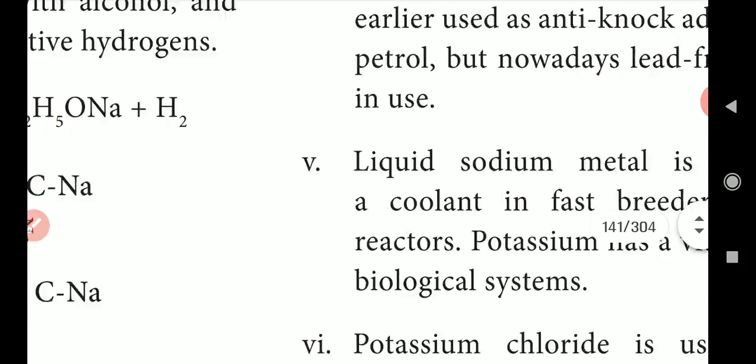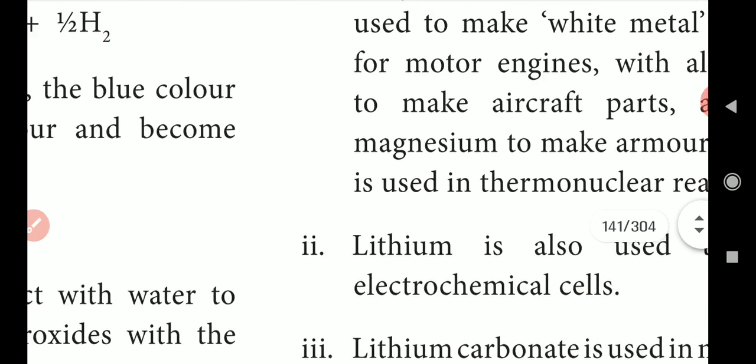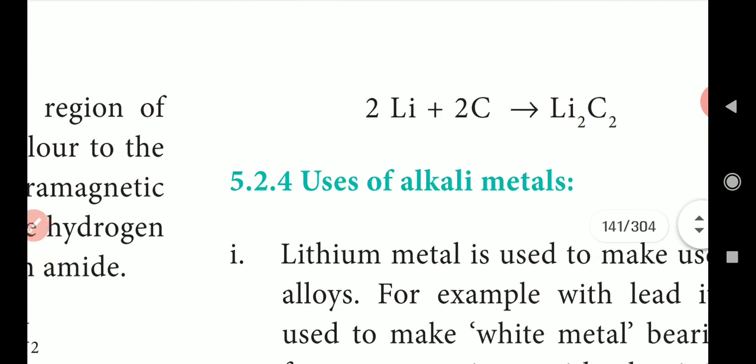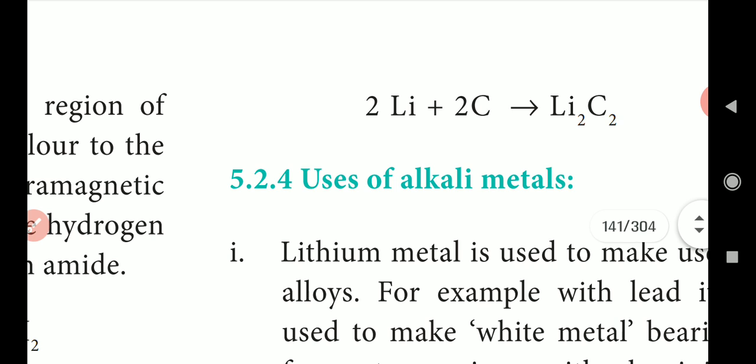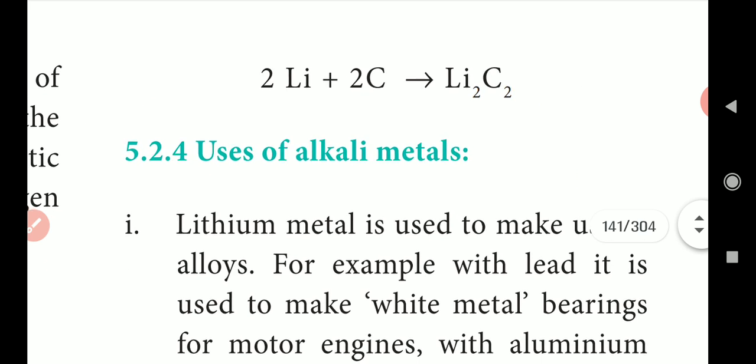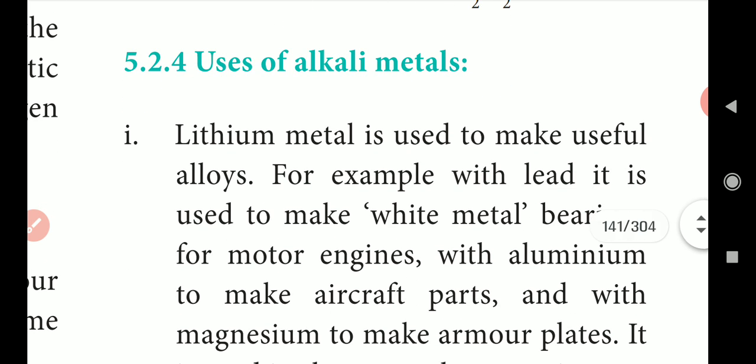Now we will discuss the important uses of alkali metals. Lithium metal is used to make useful alloys.